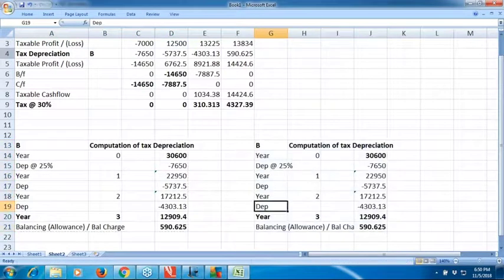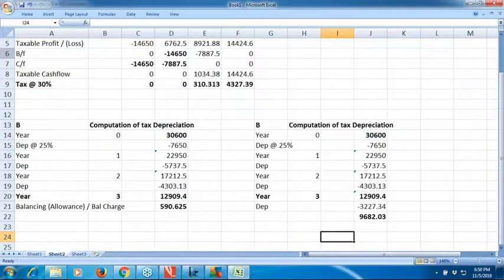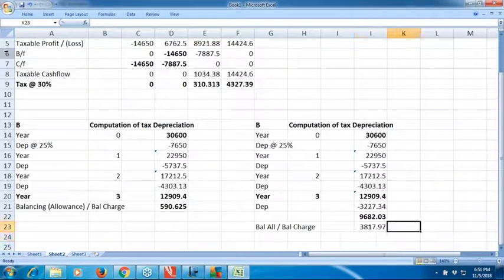Now what is going to happen is, if you perform the depreciation in year four also, then you would actually be saying balancing allowance or balancing charge. So it is going to be 13,500 minus this amount. So it's 3817. If you sum up these two, this plus this, the year three and year four figure would be 591.